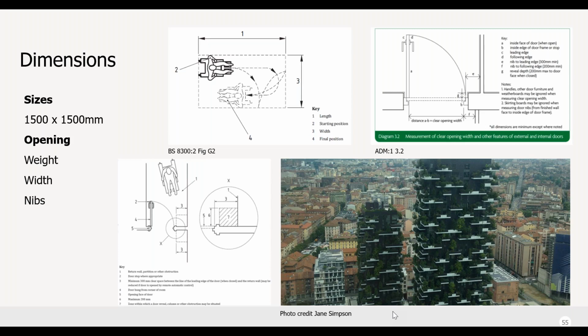BS 8300 has gone some way to clarifying this by asking for 300 mm leading edge to both sides for sliding doors. I will also say that there are lots of other sectors. So, for instance, hospitals, again, will have different requirements for leading and following edges. So please look at each one in each circumstance. Next slide, please.